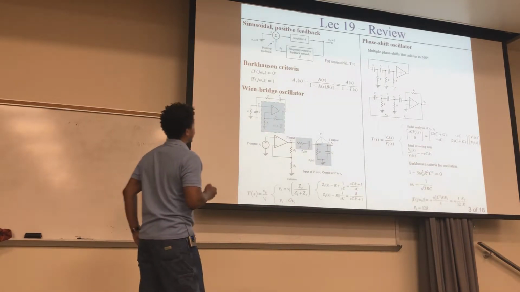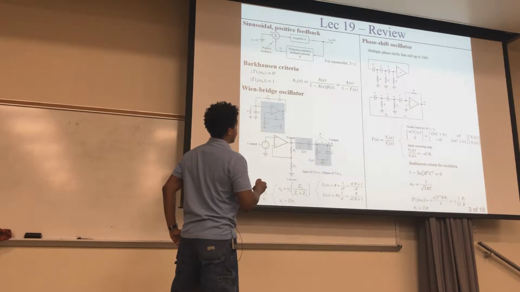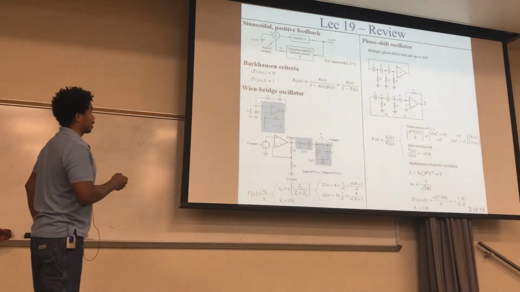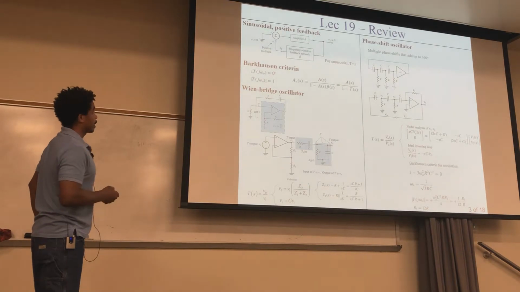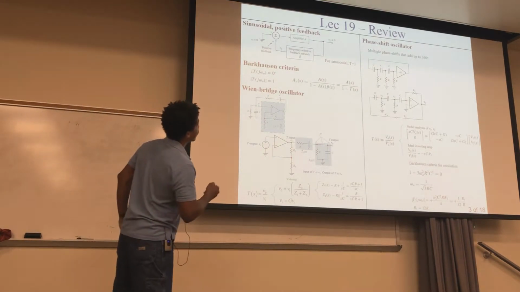And then we found out that for sinusoidal, the denominator of the amplifier of your whole system needs to be 0. That means your loop gain needs to be 1, and the phase of that needs to be 0 or 360. We looked at two types of oscillators, the Wien-Bridge oscillator and the phase shift oscillator.